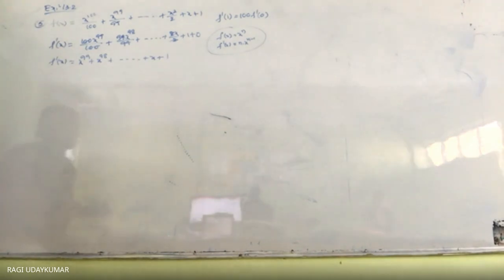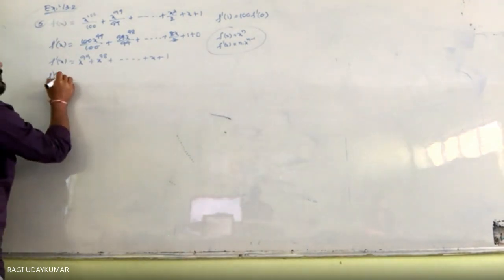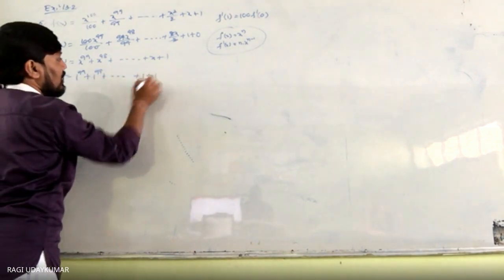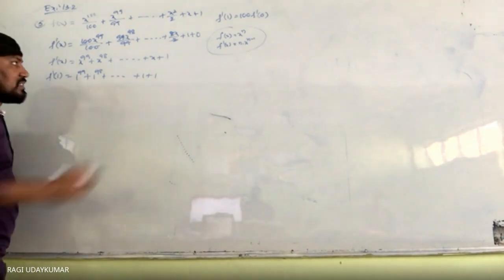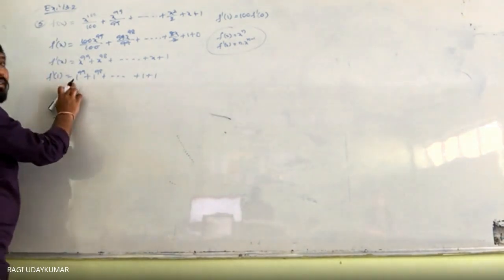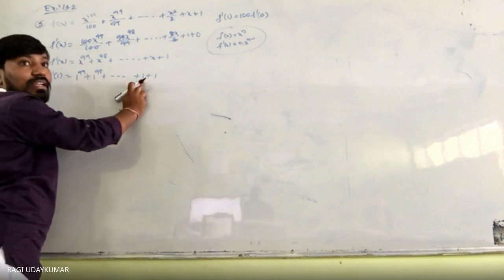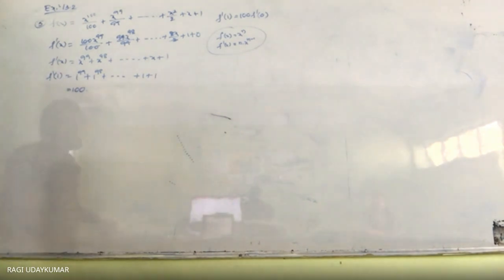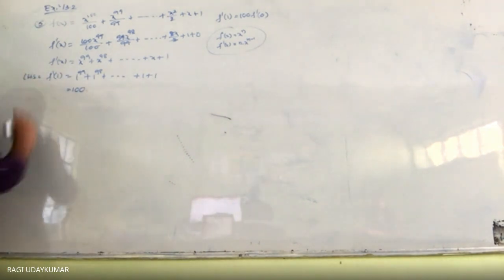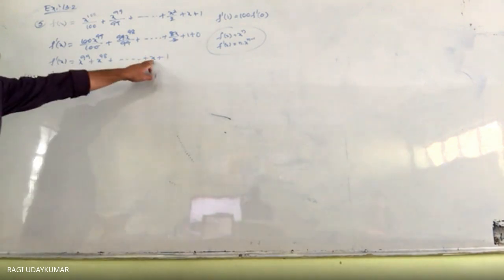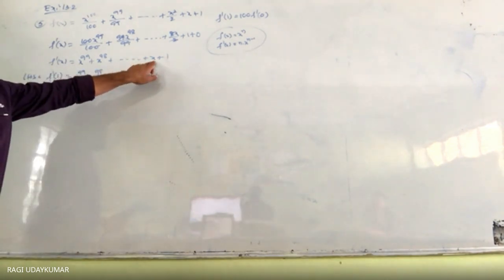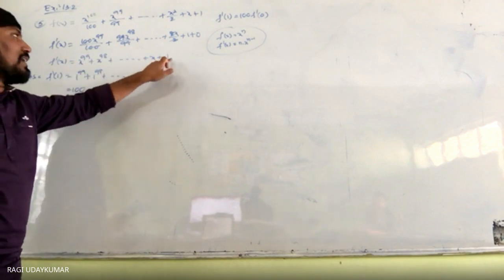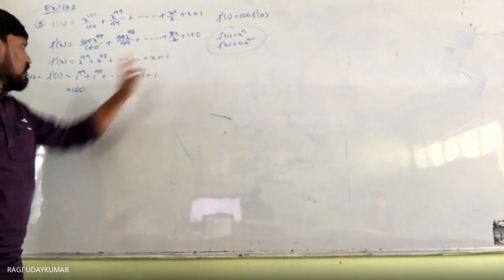Now, what is f dash of 1? F dash of 1 is 1 to the power of 99 plus 1 to the power of 98 and so on, plus 1 plus 1. How many ones will be there? Till here there are 99 terms, from x to the power of 99 down to x to the power of 1, and here 1 is extra, so 100. So the value is 100.